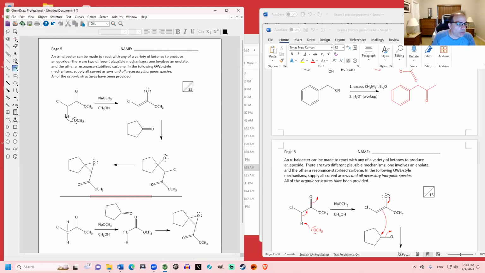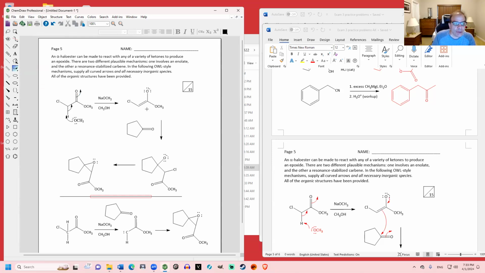And that base will pull off this proton. The electrons from the CH bond go in between the two carbons, and we break the carbon-oxygen pi bond. That gives you this intermediate.